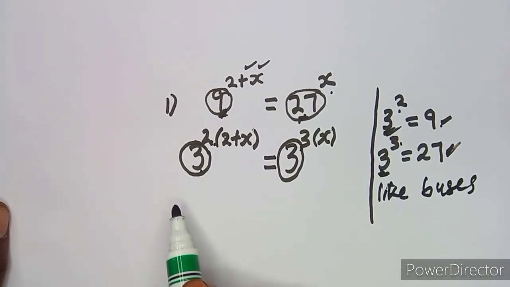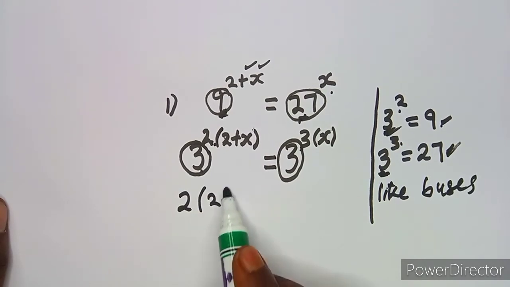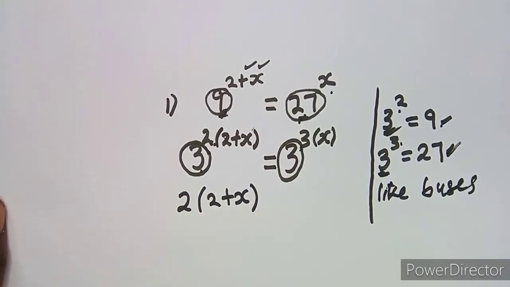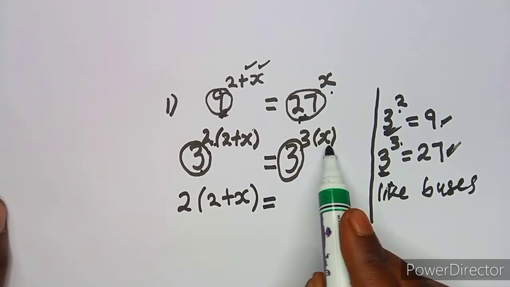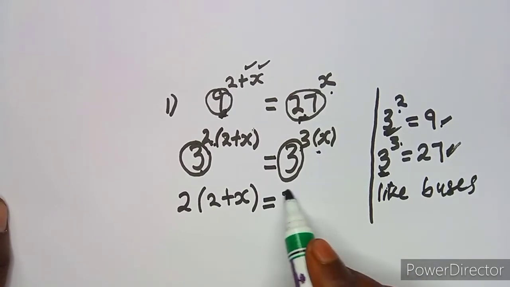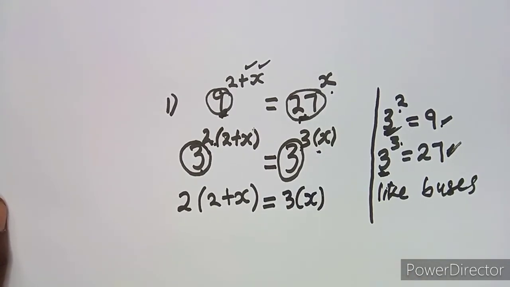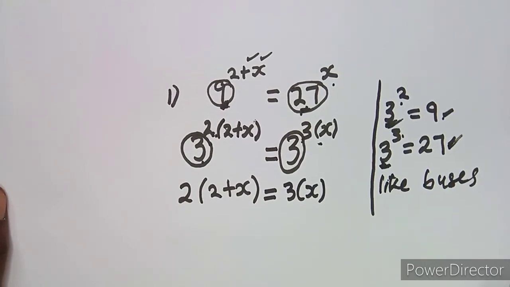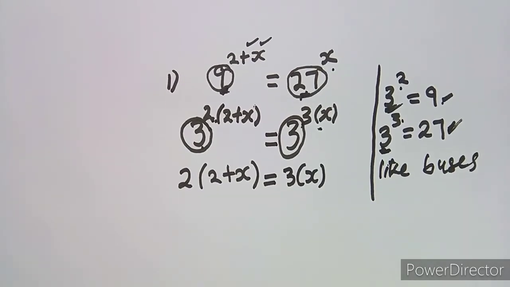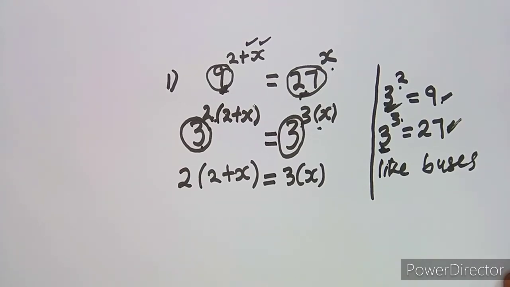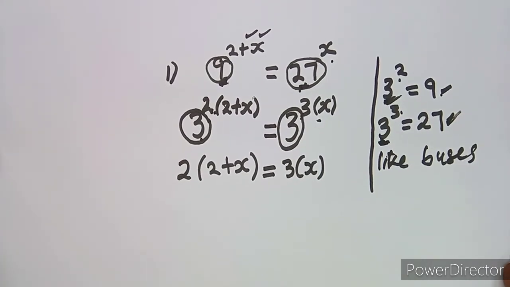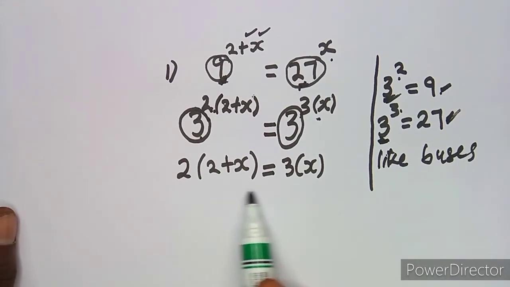What is your exponent here? Your exponent is 2 into 2 plus x. That is your exponent, which is equal to, what is your exponent on the right hand side? It's 3 into x. This is what you're going to equate. Now forget about exponents, just like what I said in the previous part, whenever you're given this condition like this, you are now back to normal equations. As you can see, it's a linear equation.